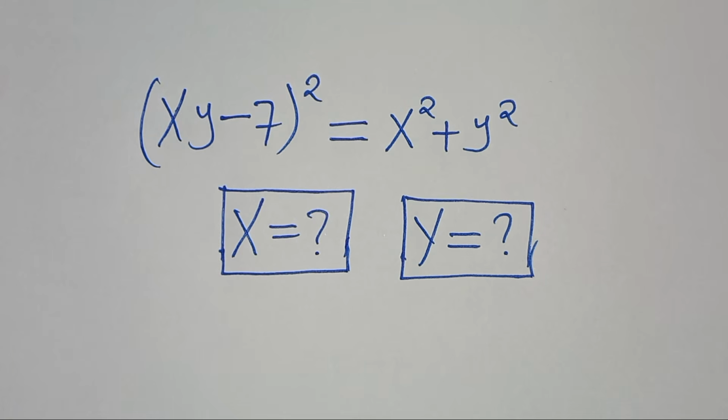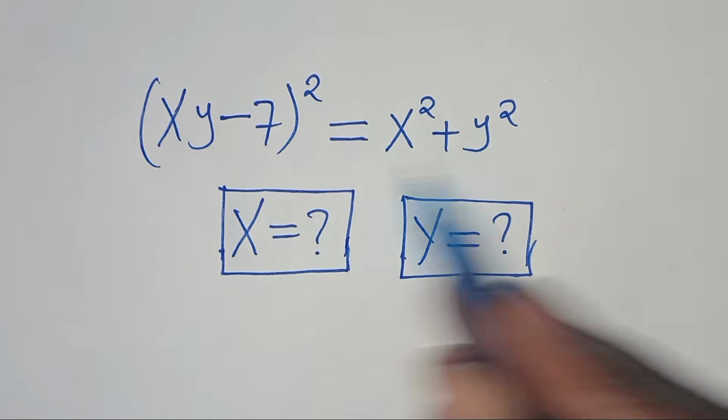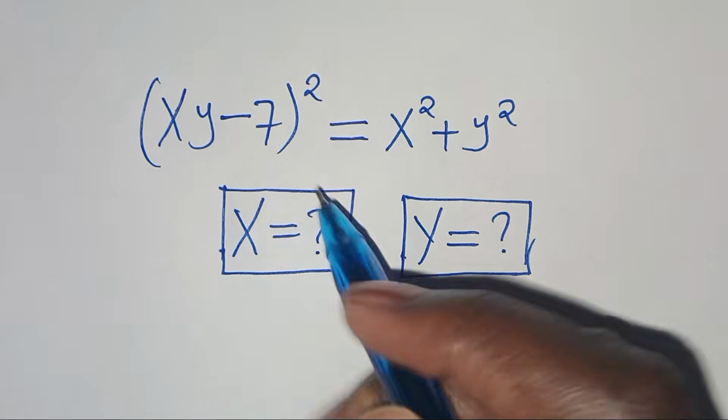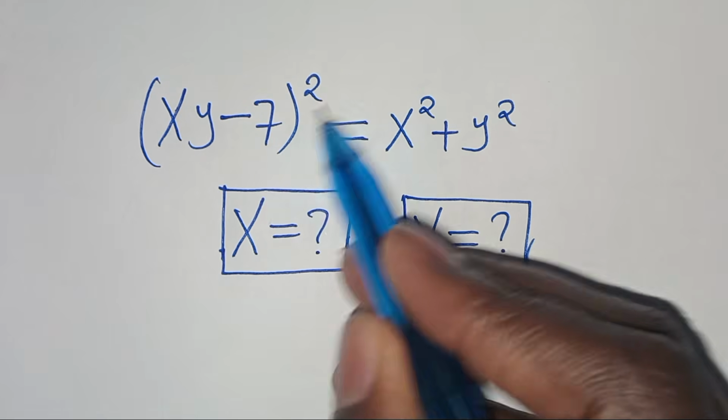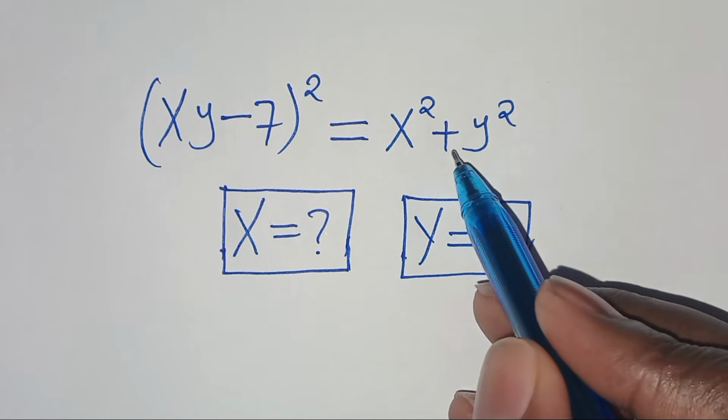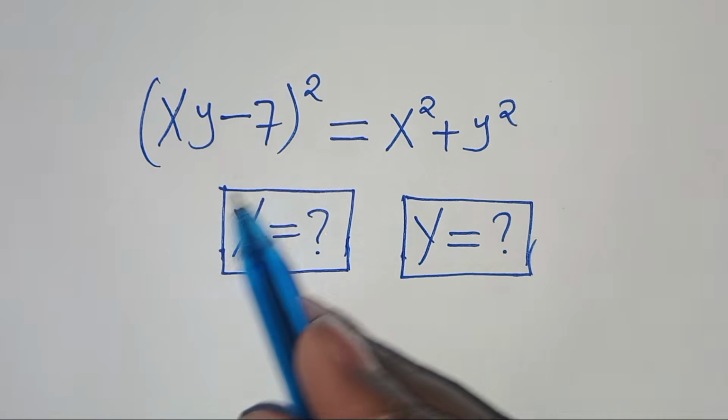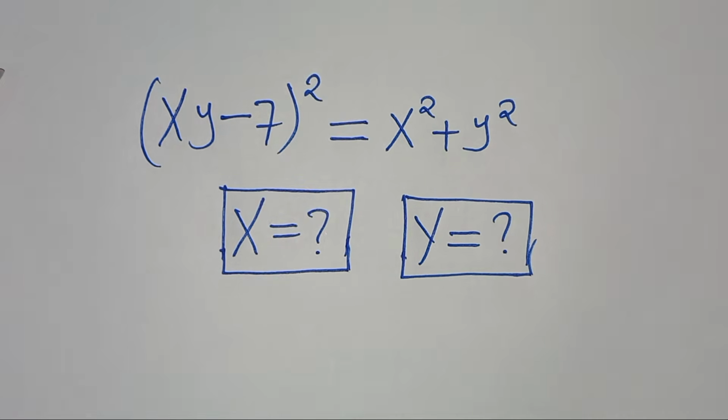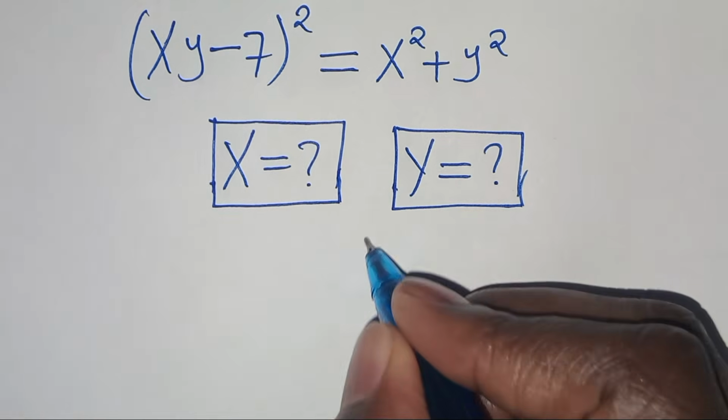Hello everyone, you're welcome to solve this nice algebra problem, which is (xy - 7)^2 = x^2 + y^2. So what is the value of x and what is the value of y? Let's provide a solution from here.